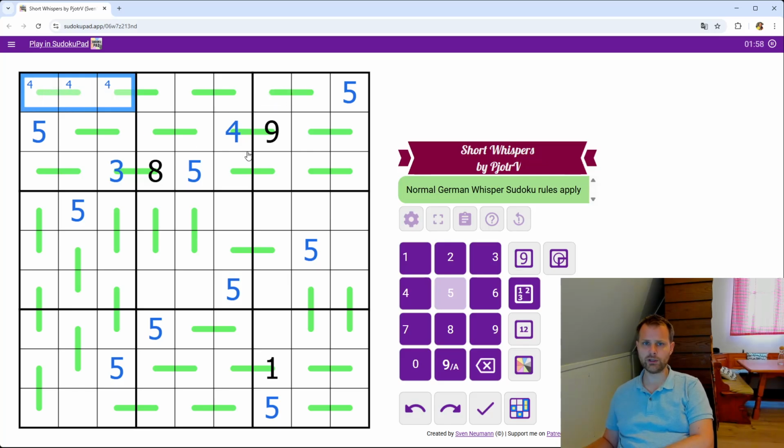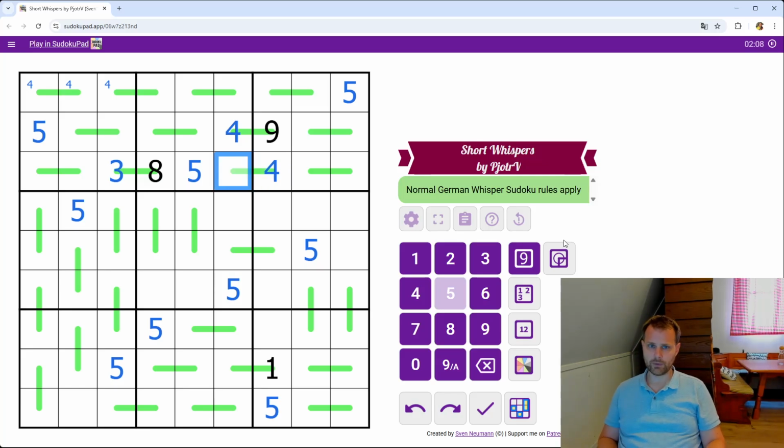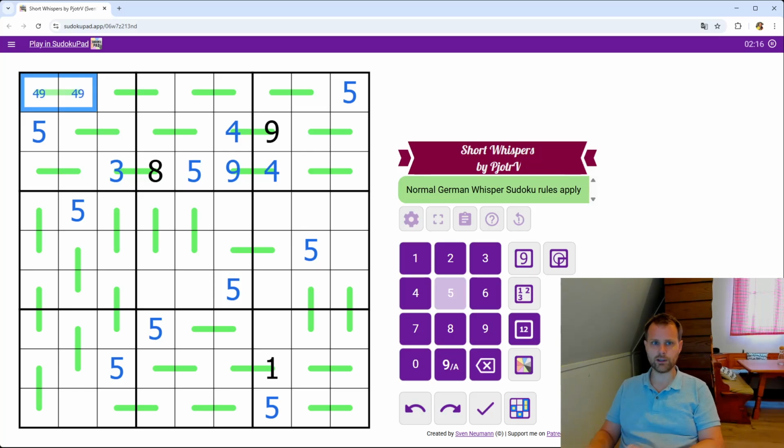So the 4 is in one of those. The 4 can't be here because then a 9 must be next to it and the 9 is there. So the 4 must go there and the 9 must go there. And that also means this can't be 4-9. So this is actually a 4-9.